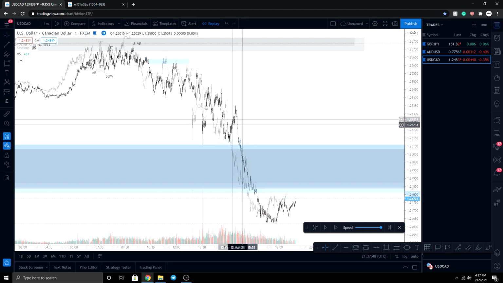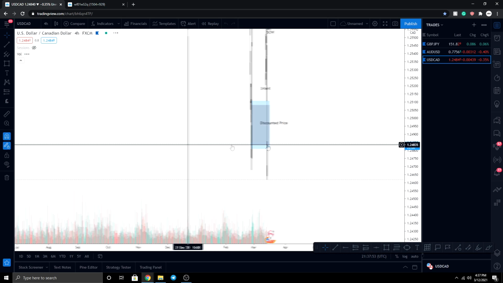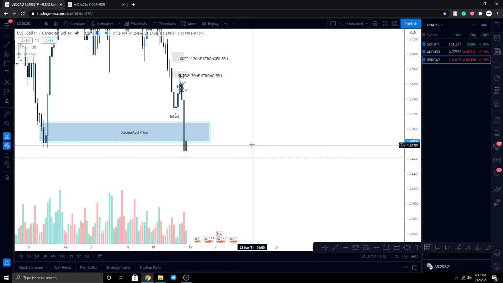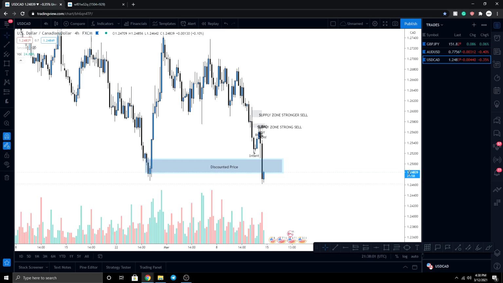But anyways, this was a really good trade. Let's see how far it went. Moved about like, let's see, it moved almost like 110 pips. I only caught 80 pips on that. But yeah, that's basically how I trade Wyckoff.